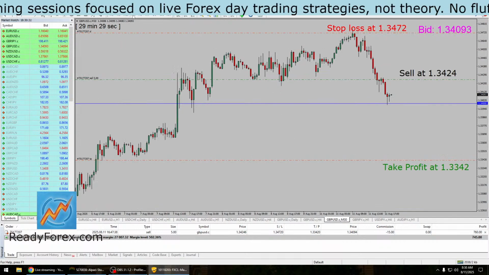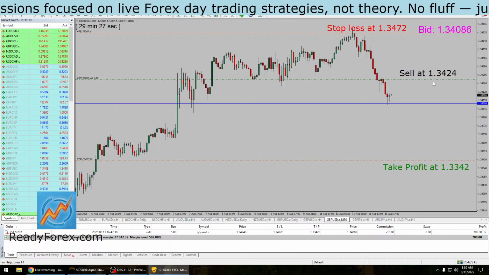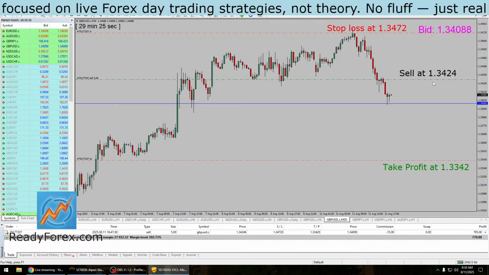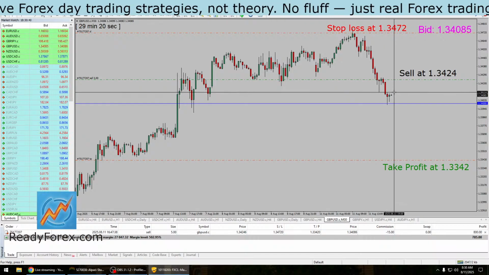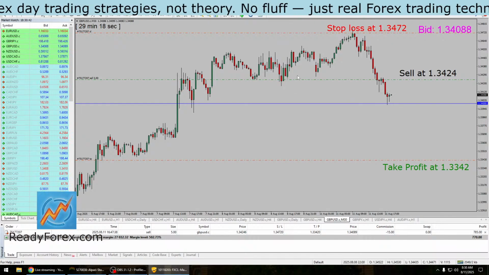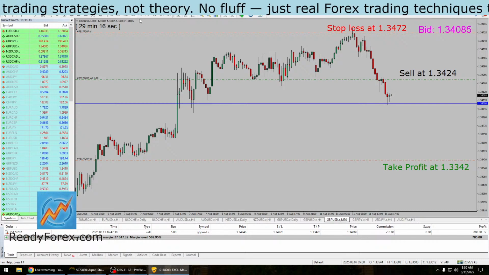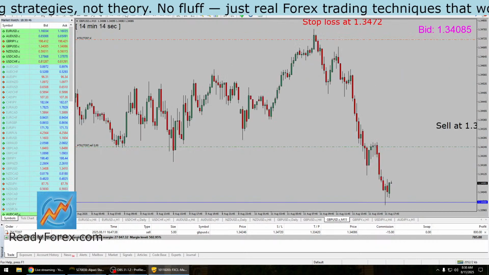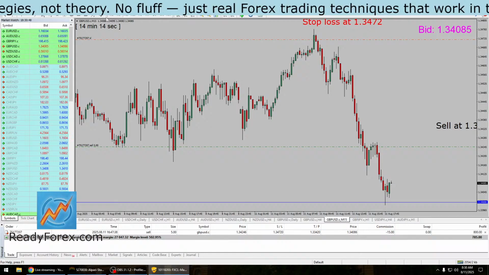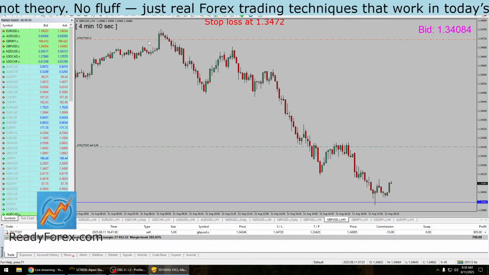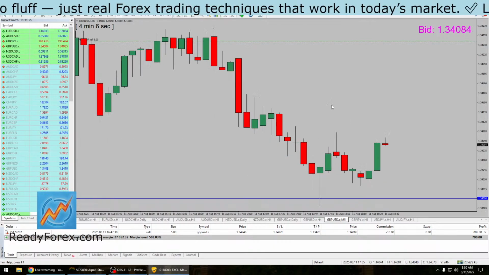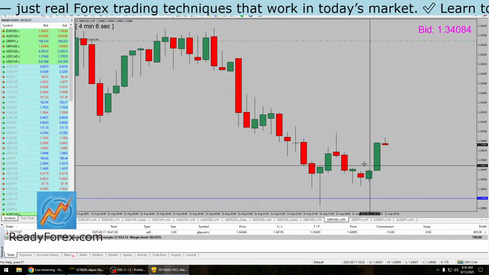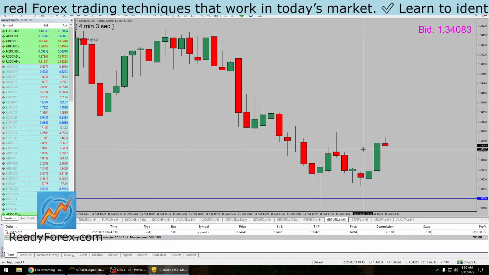So this is the trade, 1.3424, that's my sell, and so far price action is just trying to move sideways. Now the 30 minutes candlestick just closed, and it also closed the 15 minutes time frame and 5 minutes time frame candlestick as well. So this is telling me that market is trying to move sideways over here.